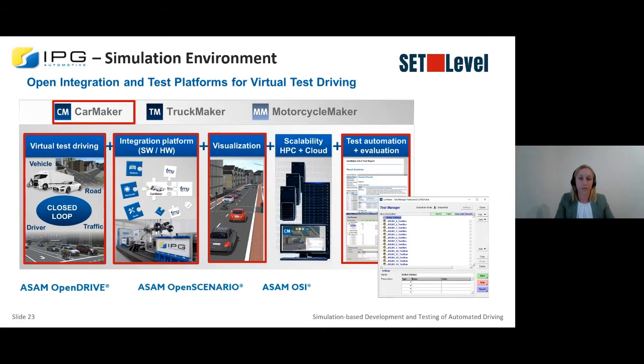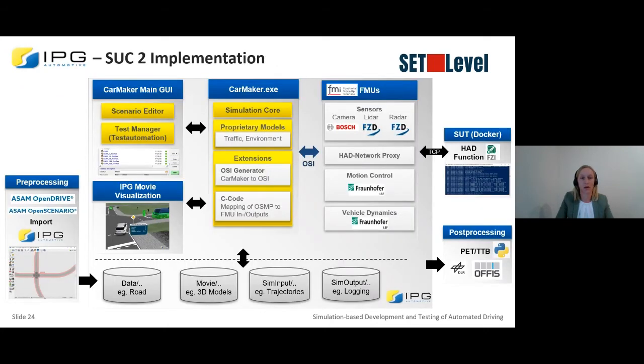Last but not least, in SUC2, a total of 400 scenario variations was generated, leading to the point that test automation becomes an important component. The scenarios can be simulated automatically here, and user-defined scripts can be integrated to generate suitable output for post-processing. Next, I will explain the implementation structure in more detail.